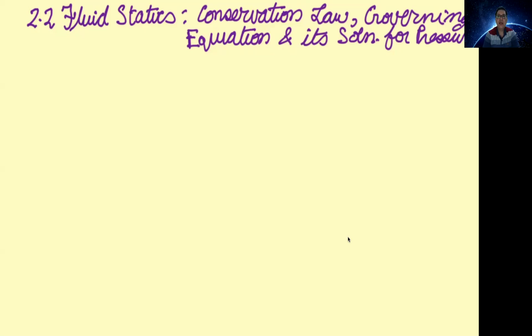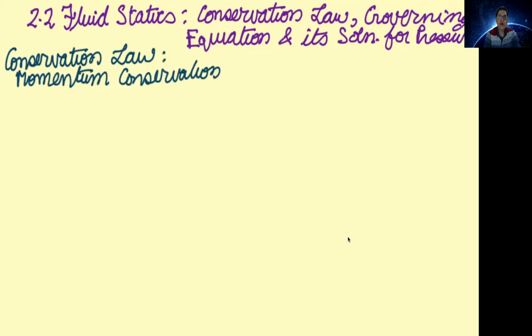Let us start this lecture with the conservation law. Although there are two conservation laws for fluid mechanics, mass and momentum conservation law, the momentum conservation law is used in fluid statics to determine the pressure distribution in a stationary fluid. This is the conservation law which is used for fluid statics. Now, to derive the governing equations for fluid statics, which will lead us to the analytical solution for pressure distribution.